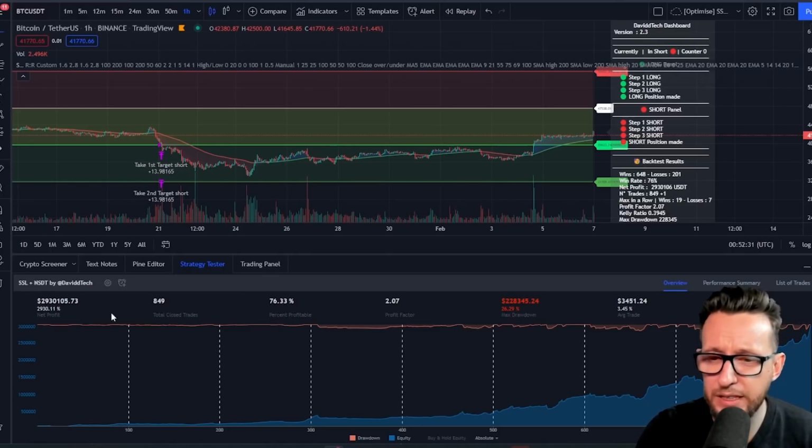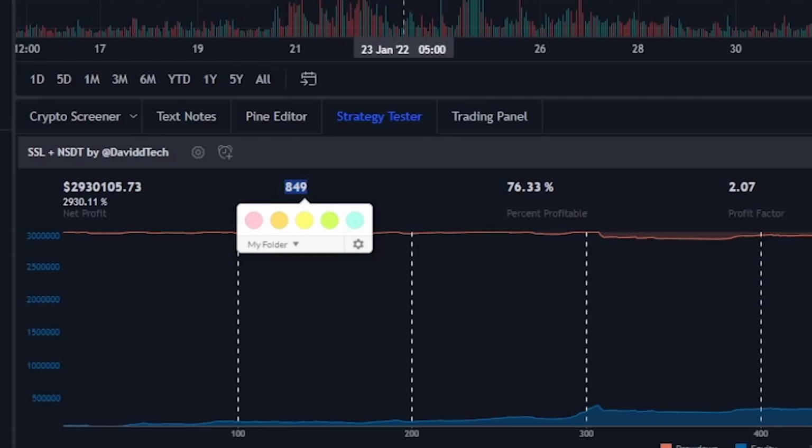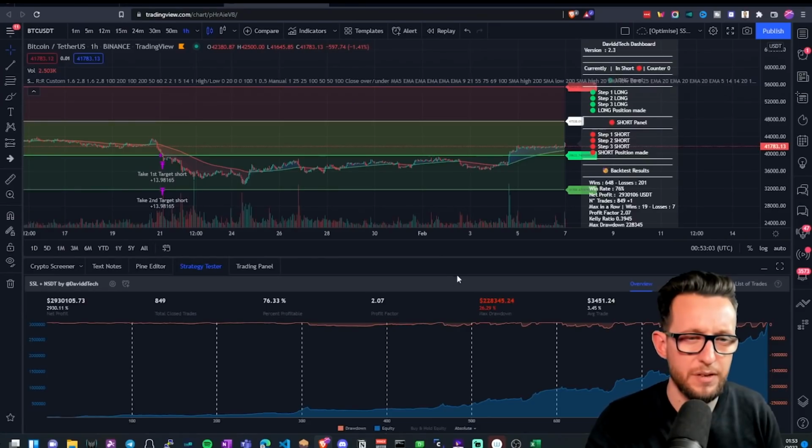Okay, here are our back testing results. We have a net profit of 2,930% on our account, so that's absolutely amazing. We've tested that on 849 trades, so that's pretty good as well. Remember that we're taking several take profits here. That does affect our number of trades closed on the Tradingview backtester. We have 76.33% profitable, and our profit factor is 2, which is perfect.